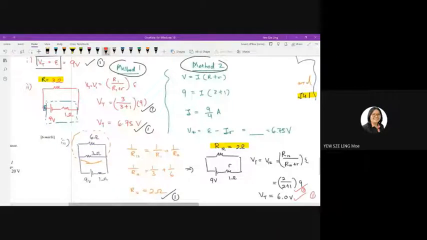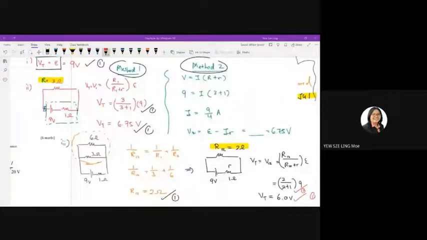So I give you a few minutes to write it down. This is a very good question because it tests whether you understand the series parallel concept or not. All right, if there's something that you don't understand, please ask.